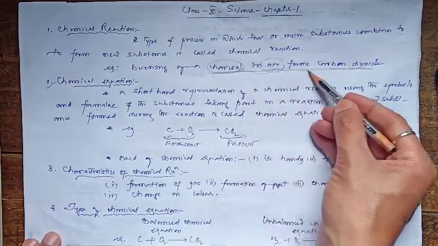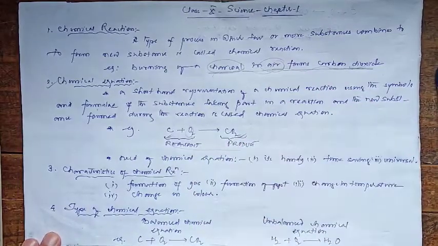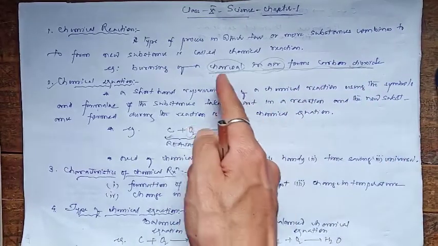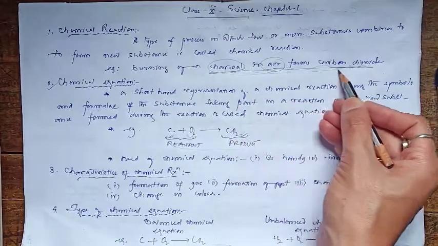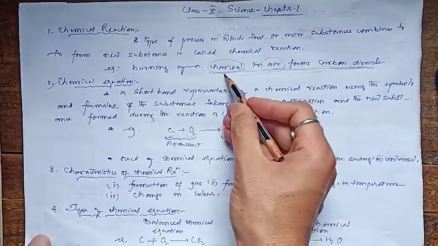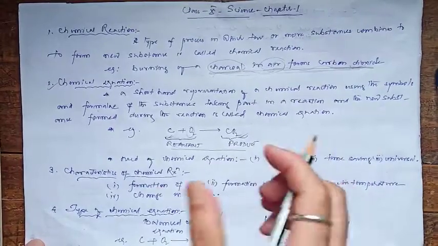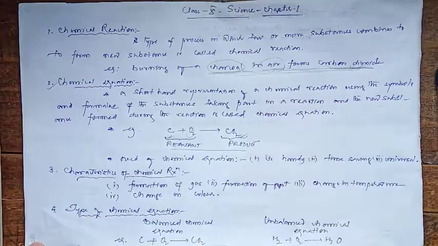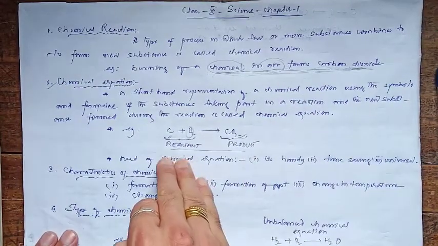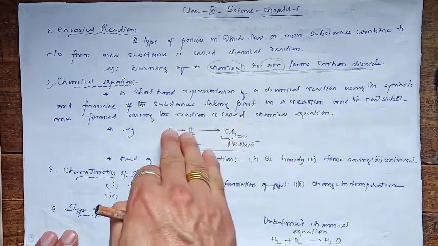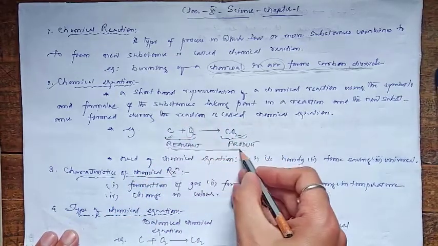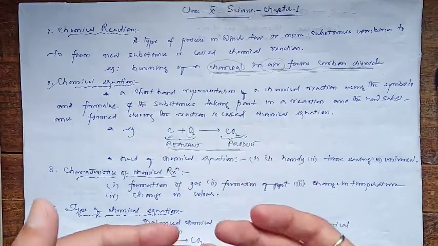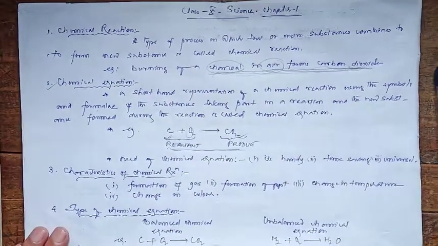Now if you compare this chemical reaction and this chemical equation, both represent the same reaction, but there is a difference. This reaction is written in sentence form and this is written in chemical equation form. If you compare, this equation is concise and gives us the same information that is given by the sentence reaction.